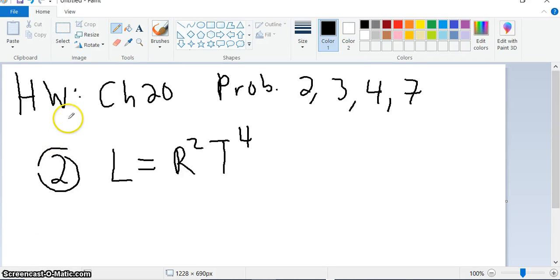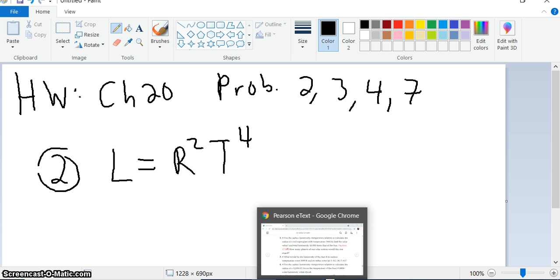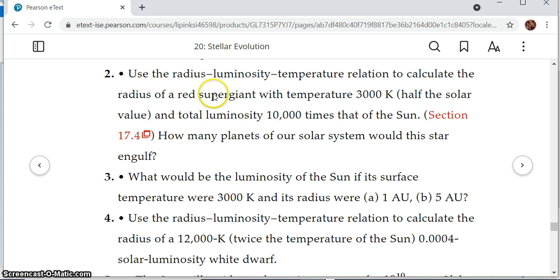All right, for chapter 20, we're just going to do problems 2, 3, 4, and 7, and you'll see that in the homework. All right, so let's get started. Let's take a look at the first question.